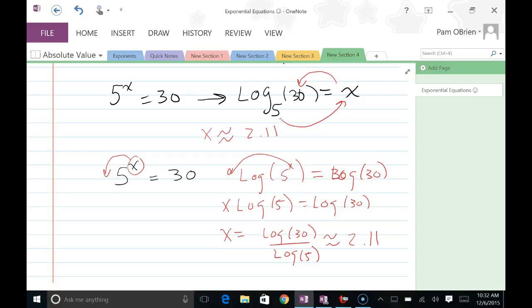And notice also that when I chose to log both sides, I did it base 10. I could have used any base I wanted, but that's the one I chose to use. I'm going to stop the video now and have you try one.